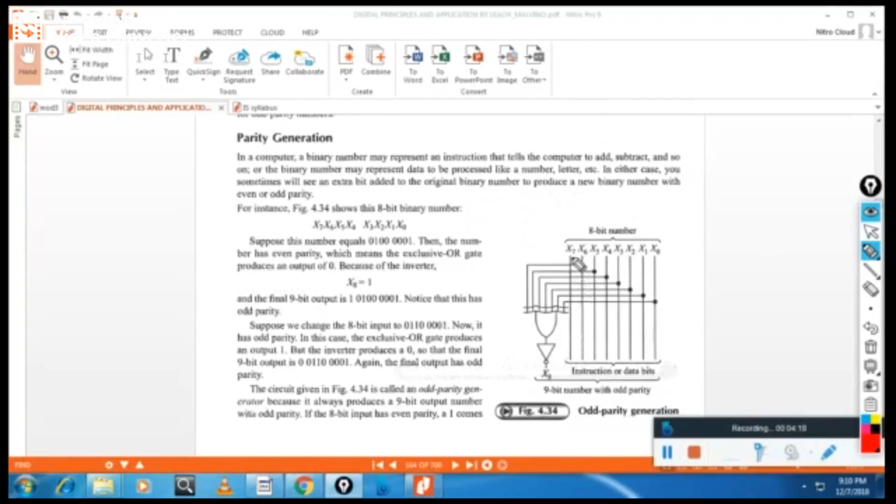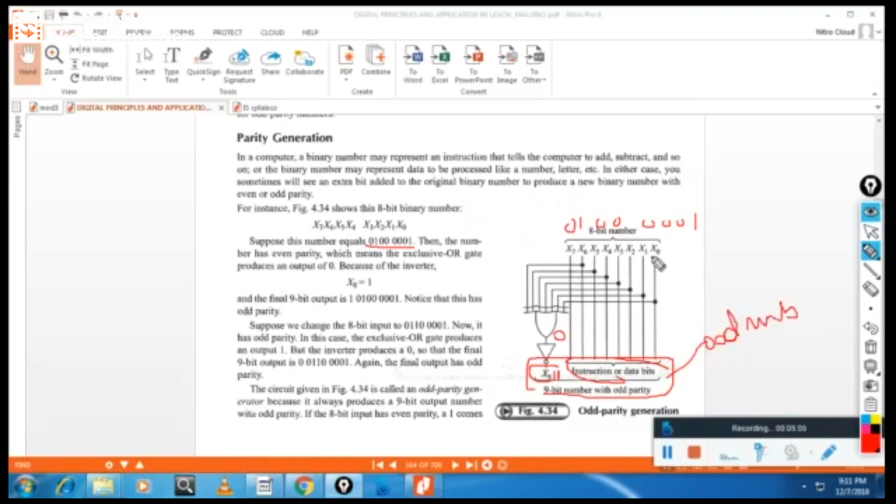Now the output is a combination of x0 to x9, x7 plus x8, total 9 bit. So now we will take a particular number: 0, 1, 0, 0, 0, 0, 0, 1. It contains an even number of ones. An even number of ones for the exclusive OR gate gives 0. The output of the inverter is 1. So when you see the entire 9-bit number, it contains an odd number of ones.